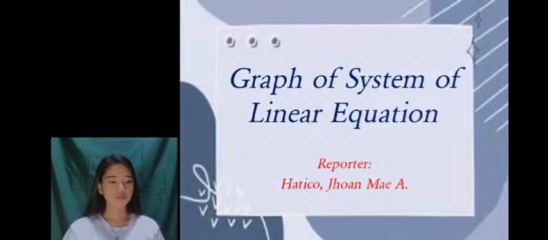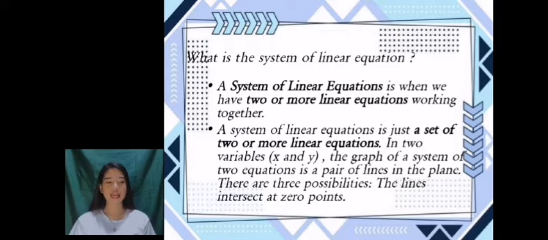So first, we're going to discuss what a system of linear equations is. A system of linear equations is when we have two or more linear equations working together. It is a set of two or more linear equations in two variables x and y. A graph of a system of two equations is a pair of lines in the plane. There are three possibilities.